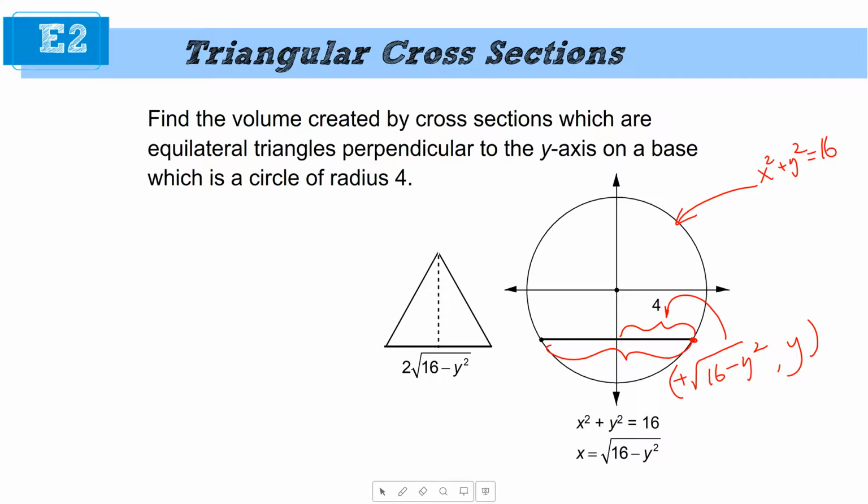Now you have to go back to geometry. I need to find the area of an equilateral triangle knowing only the base. Does anybody happen to remember the formula for the area of an equilateral triangle?